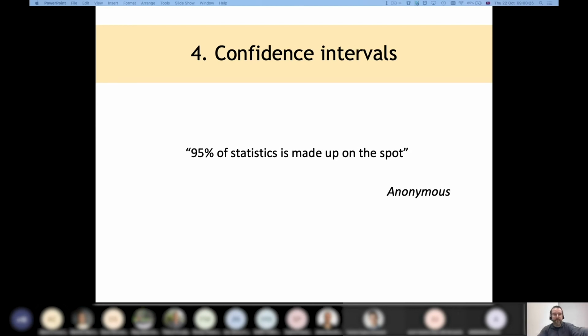Hello, everybody. Today we are going to continue to talk about confidence intervals. Last time I introduced the concept of a confidence interval in terms of repeated experiments.